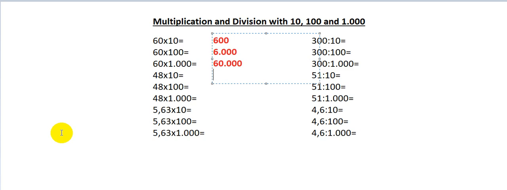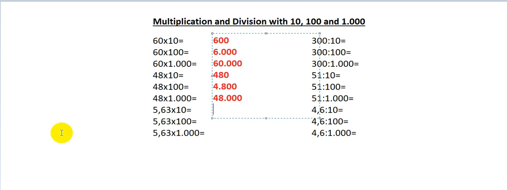Next I have 48 times 10, so I'm going to write 48 and put a 0 at the end. And next we have 48 times 100, so I'm going to write 48 and put 2 zeros at the end. So that's 4,800. Next we have 48 times 1,000. I'm going to write 48 and then 1, 2, 3 zeros at the end. So 48,000.